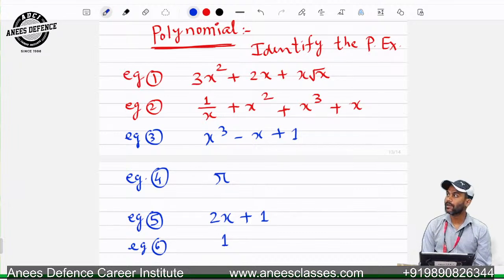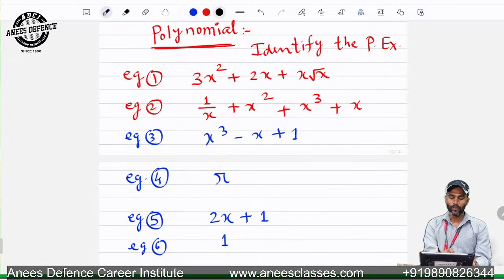What about the second example? Polynomial or not? Okay. What about the third one? It is a polynomial. Okay. What about the fourth one? No. Okay. What about the fifth one? It is. What is the sixth one? Okay, it is not a polynomial. Okay. Now let me tell you the correct answers. Just match your answers.